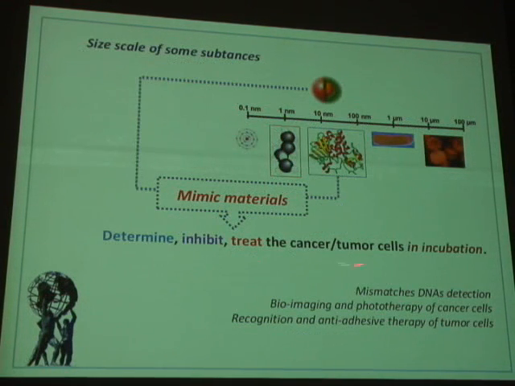In the side comparison between the gold nanoparticle and another substance, we found that gold nanoparticle had the same size as macromolecular, for example, the nucleotide, oligosaccharide. It means that gold can make the mimic material for the macromolecular, and to determine and inhibit and treat the cancer or tumor cell in incubation.